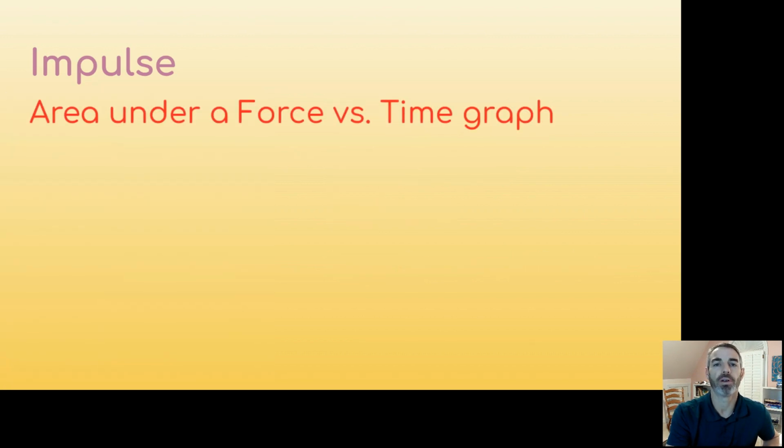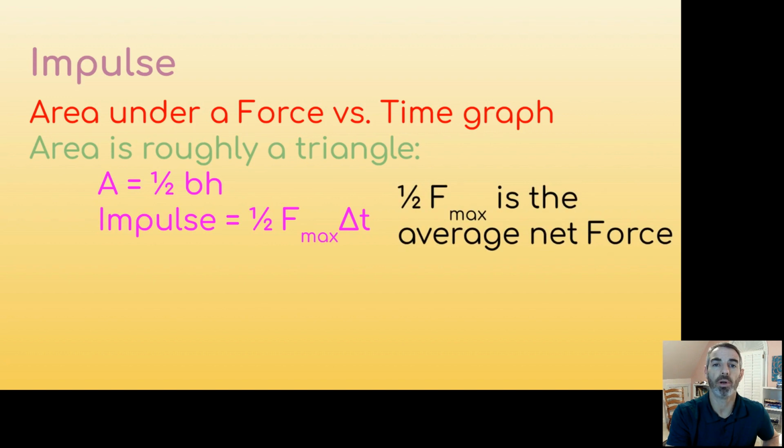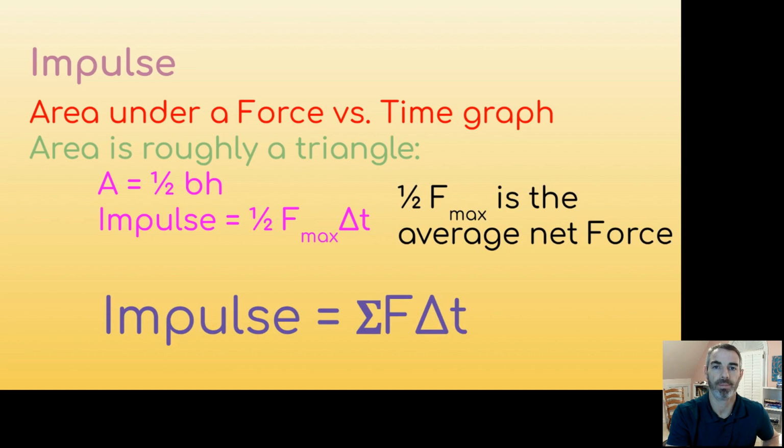If we look at impulse a little bit further, we know that it's the area under a force time graph, and that area is roughly a triangle. Using the triangle area formula, 1/2 base times height, we know that impulse is going to be 1/2 the maximum force times change in time. Well, half of the maximum force is just going to be the average net force. So that means impulse can be defined as the average net force times change in time.